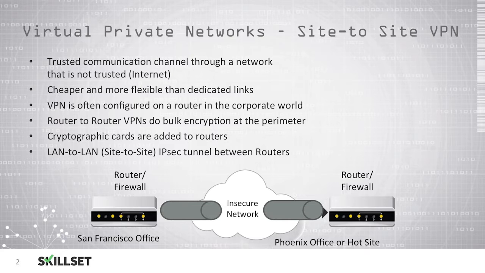VPN is often configured on routers in corporate environments, and you can set up router-to-router VPNs to do bulk encryption at the perimeter of your sites. You can use cryptographic cards and add them to routers in order to encrypt the data, and you can create LAN-to-LAN or site-to-site IPsec tunnels between your routers. This allows you to secure communications between two offices so that individuals on the internet are not able to view the traffic that you're transmitting.